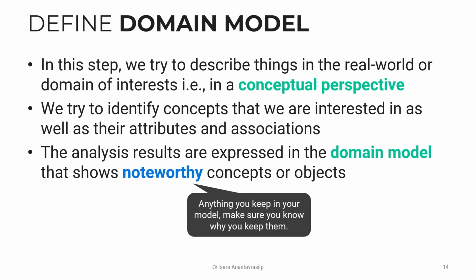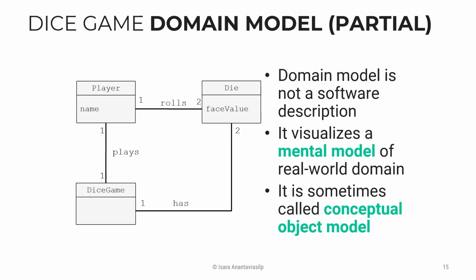Basically, what it means is these are the information that we would like to keep. The other things we might not need to. After a long consideration, you end up having these three components in the dice game.